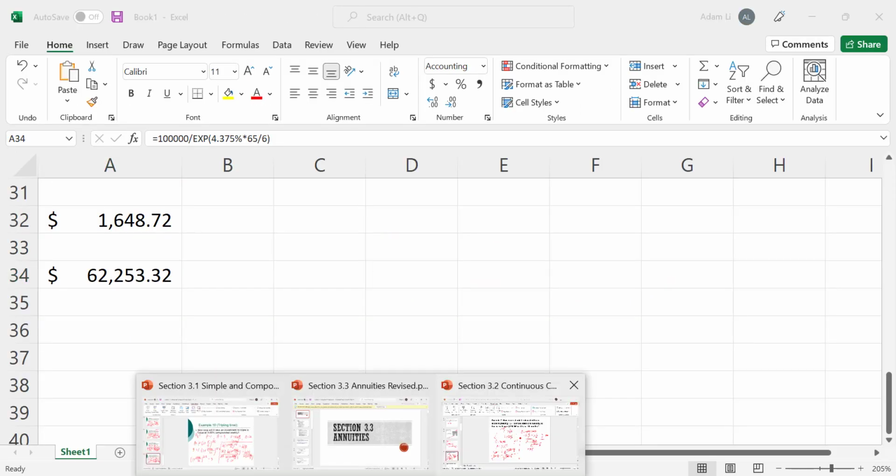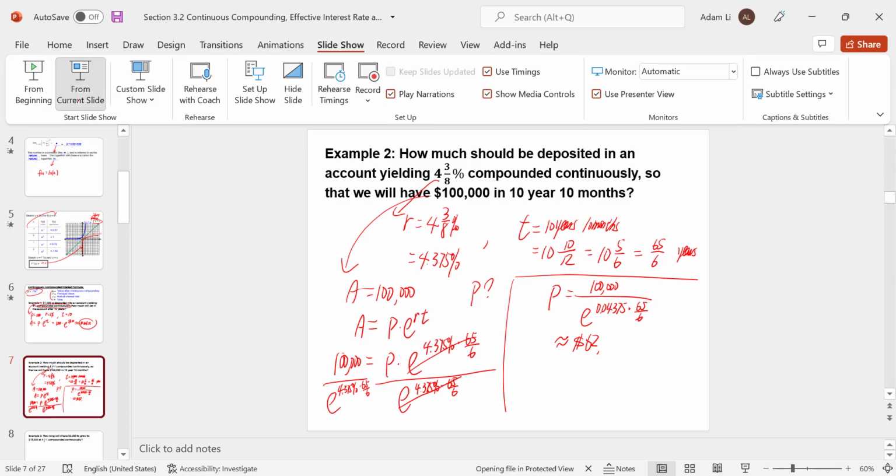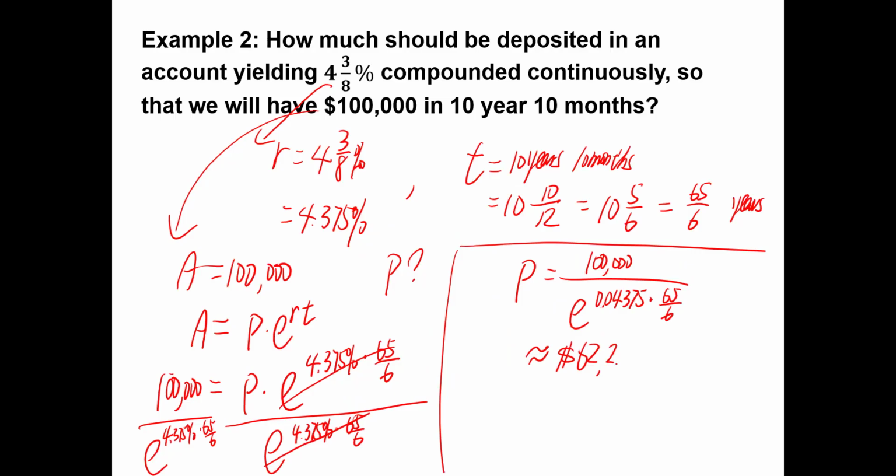$253.32. And this is the initial deposit or initial investment needed in the account to achieve the goal in 10 years and then 10 months.